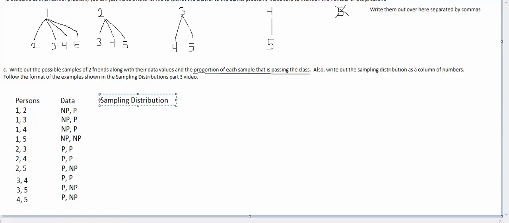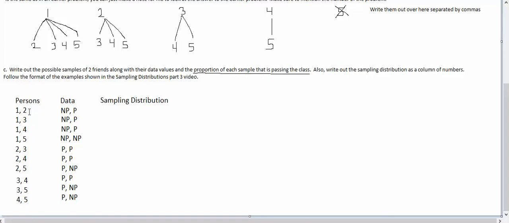And notice how the directions are telling us to calculate the proportion of each sample that's passing the class. So a proportion is just a percentage written as a decimal. For example, if a sample is 50% passing, then you would say that the proportion is 0.50. Or if a sample is 25% passing, you would say that the proportion is 0.25. So to get the proportion that's passing, what you actually do is you count the number of people who are passing and divide that by the total number of people in the group.